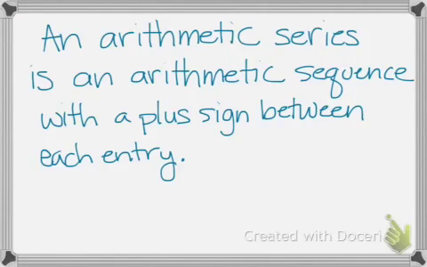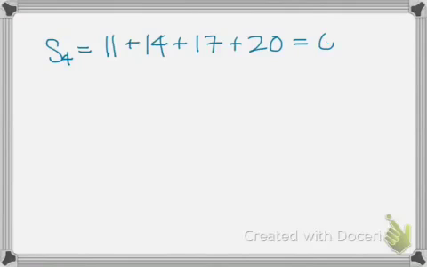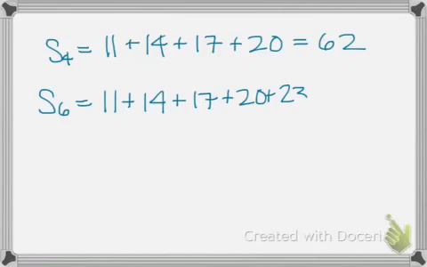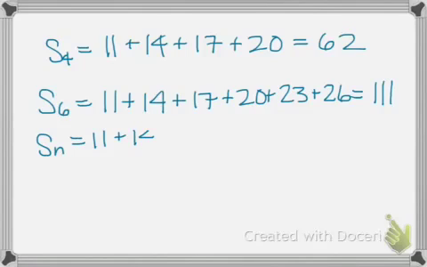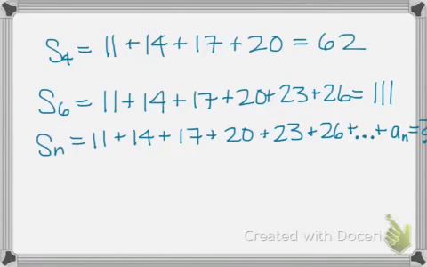An arithmetic series is an arithmetic sequence with a plus sign in between each entry. It's indicated by an S, and S sub 4 would have 4 terms that are added together. So the answer would be 62 when you add them all together. S sub 6 would be 6 terms, and S sub n would include n terms.